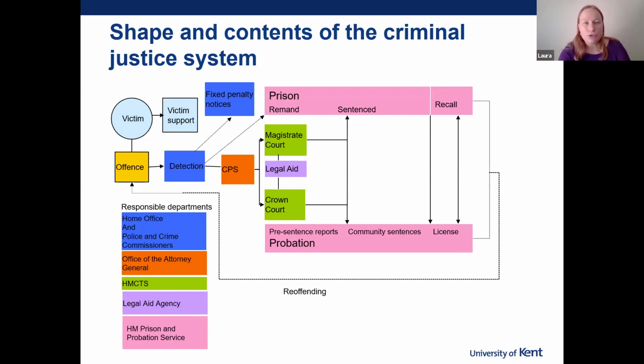And the last thing I want to draw your attention to here, two things. Look at how many different agencies are involved in this system. It's not just one cohesive whole. There are a number of different departments and agencies who come together to form the criminal justice system.